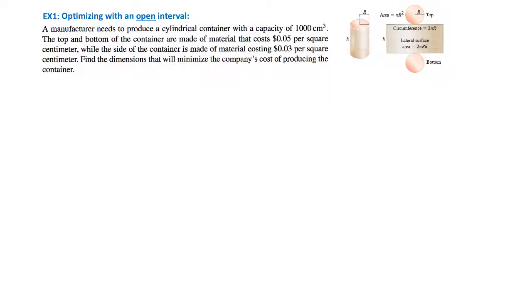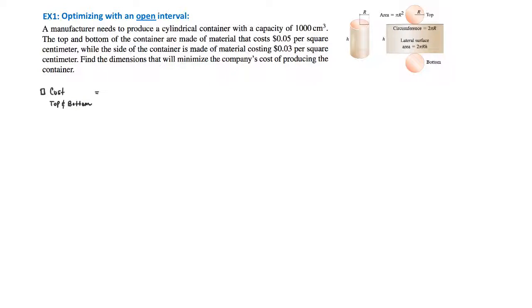All right, so step number 1. Notice that here we don't have to have a let statement because the problem already chose the variables for us. Think about it that way. h is for the height and big R is for the radius of the cylinder. So we don't have to have a let statement. So number 1, let's do the cost of producing the top and the bottom.